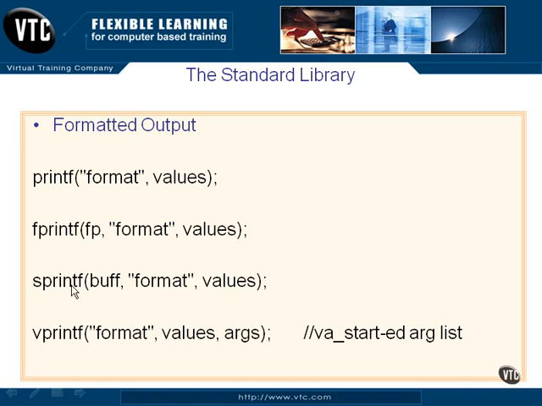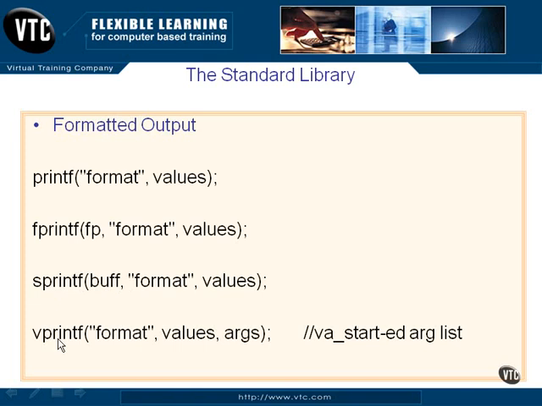Here's an sprintf, and that's a string printf. What that's going to do is take the format string and the values, tack the values into the format string, and put them into the buffer. And this string has to be big enough to hold this format with all of the data in it and an extra null at the end. So that's a pointer to a character array, a string buffer basically, so that sprintf can put information into it.